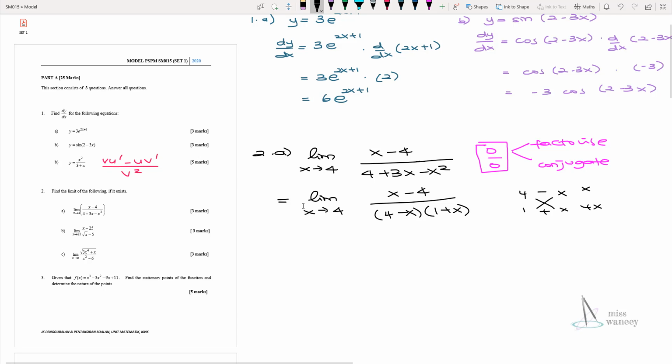Okay, so these two, I can actually simplify them. So I'll be left with negative 1. So this is the limit as x approaches 4 of negative 1 over 1 plus x. And substitute x with 4, we are going to get negative 1 over 5. Okay, so that is question number 2a.